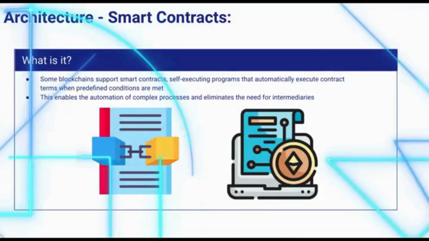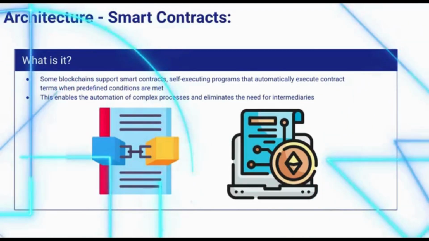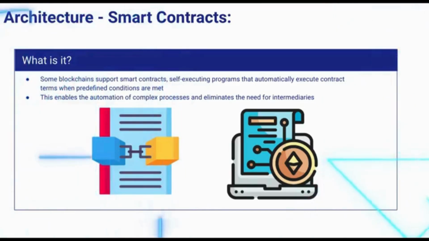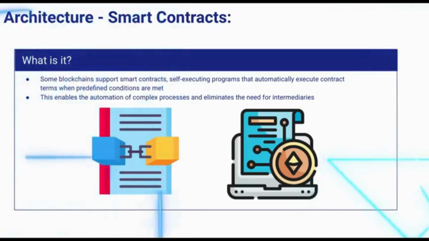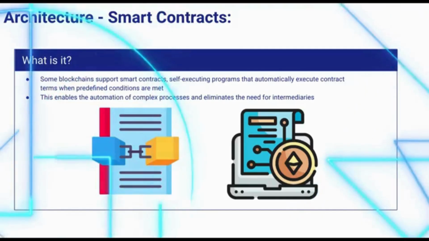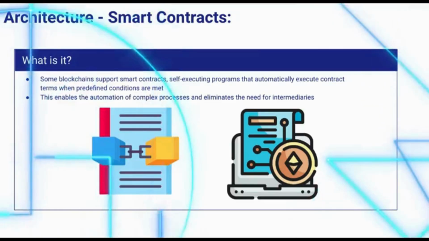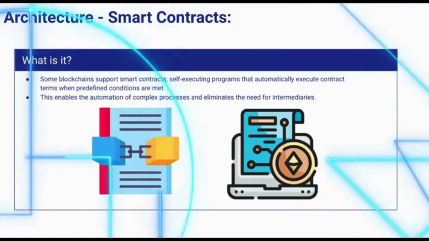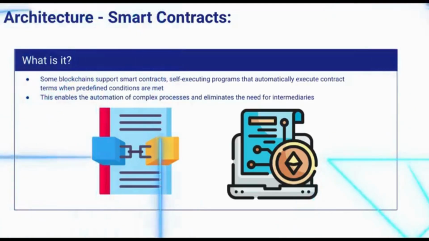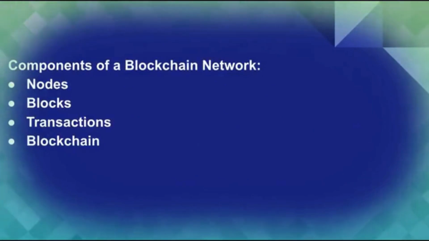Number 8. Smart contracts, which is optional. Some blockchains support smart contracts, which are self-executing programs that automatically execute contract terms when predefined conditions are met. This enables automation of complex processes and eliminates the need for intermediaries. Understanding these key elements will give you a solid foundation in grasping the decentralized architecture of blockchain technology. Remember that while the core concepts are similar, different blockchain platforms may have unique features and implementations. Let's now move on to the components of a blockchain network, which includes nodes, blocks, transactions, and the blockchain itself.